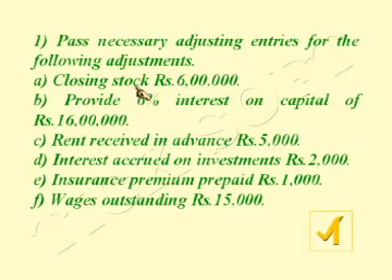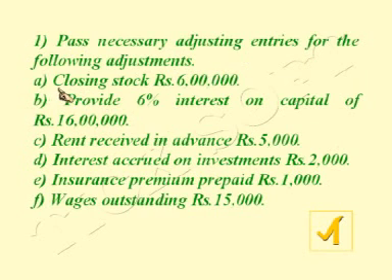A. Closing stock Rs 6 lakhs. B. Provide 6% interest on capital of Rs 16 lakhs. Then C. Rent received in advance Rs 5,000. D. Interest accrued on investments Rs 2,000. Then E. Insurance premium prepaid Rs 1,000. Then F. Wages outstanding Rs 15,000. So we have to pass adjustment entries for all these adjustments.